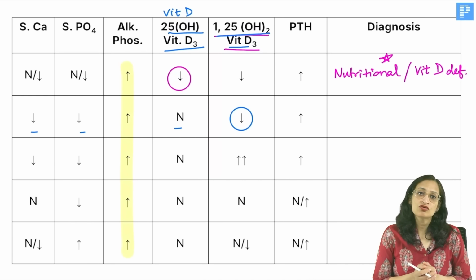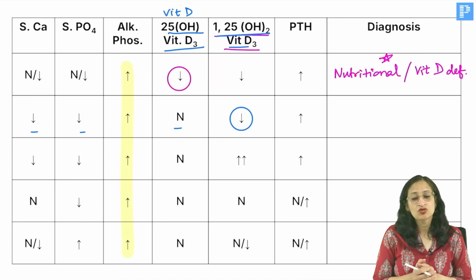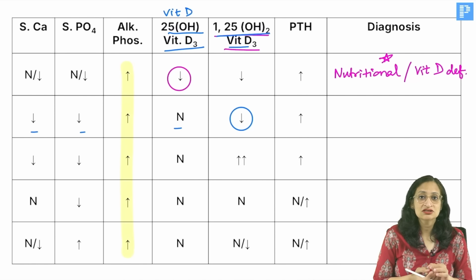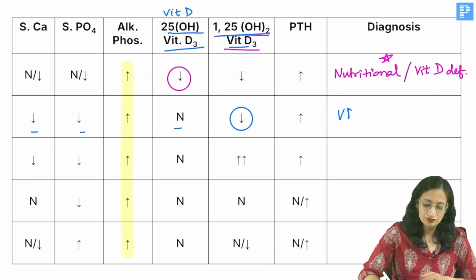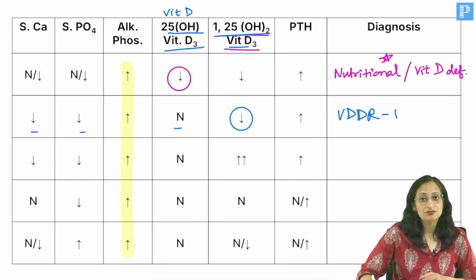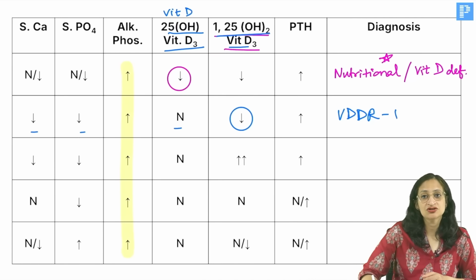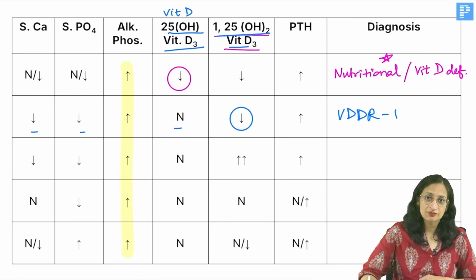And for the formation of active form of vitamin D3 in the body, there are two enzymes that are required: 25 hydroxylase in the liver, and 1 alpha hydroxylase in the kidney. Deficiency of either of these two enzymes will lead to VDDR type 1, vitamin D dependent rickets type 1. Okay? And the active form of vitamin D will be deficient. Feedback inhibition on parathormone is not there, so PTH levels will be high.